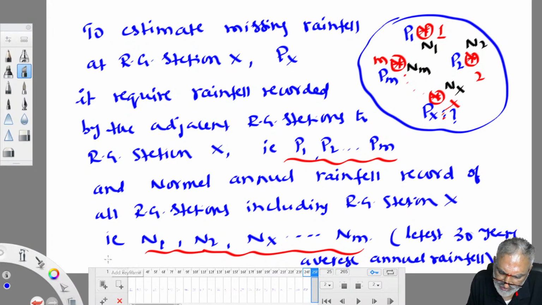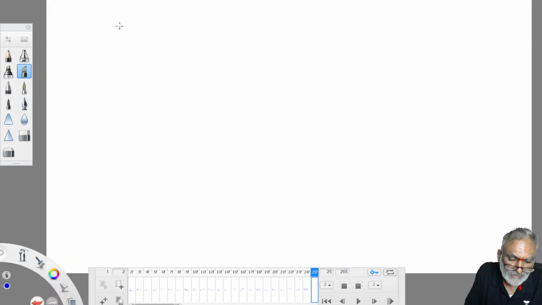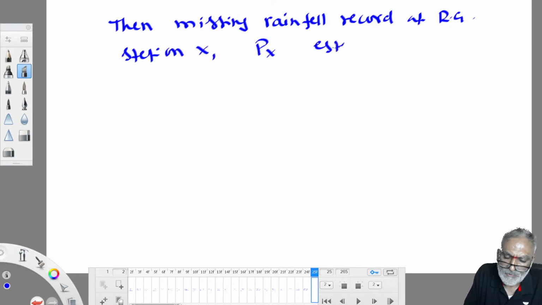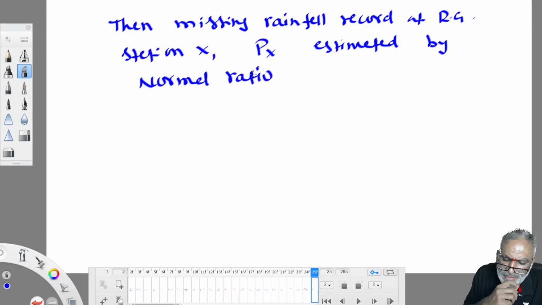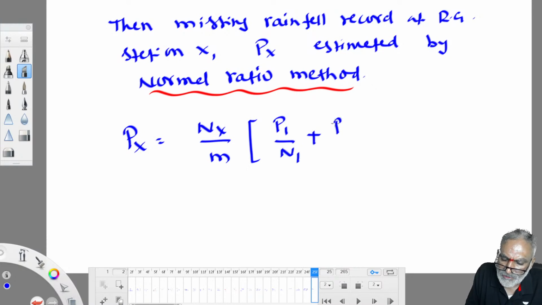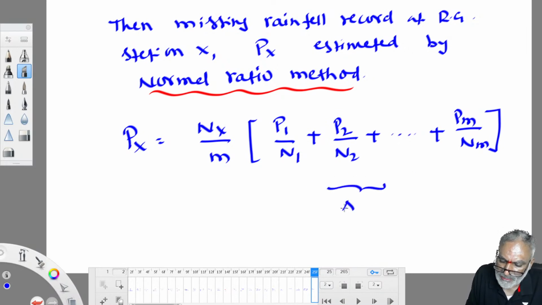Then the missing rainfall at rain gauge station X is estimated by the normal ratio method. The missing rainfall record at rain gauge station X, Px, is estimated by the normal ratio method. There is one more method, the simple average method, which is not used mostly. This is the popular one. So Px is equal to Nx by M into P1 by N1 plus P2 by N2 up to Pm by Nm. This is the rainfall data recorded by adjacent rain gauge stations.